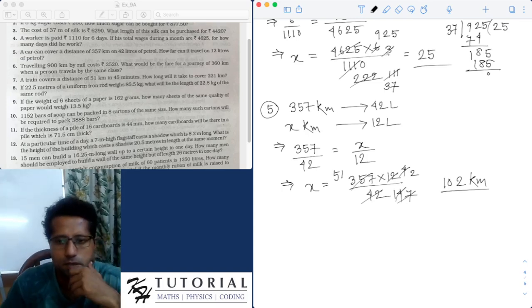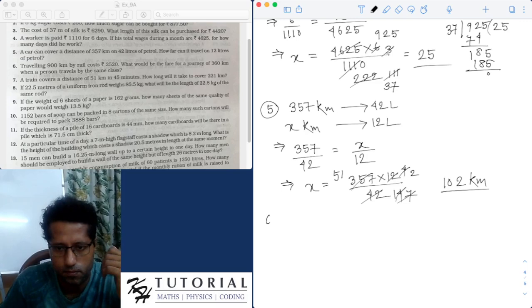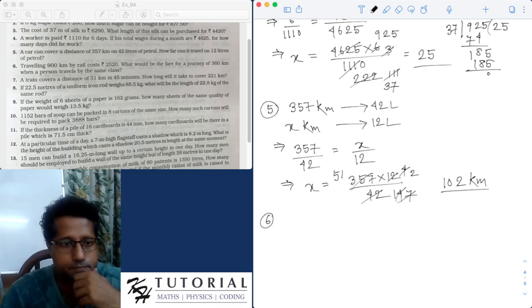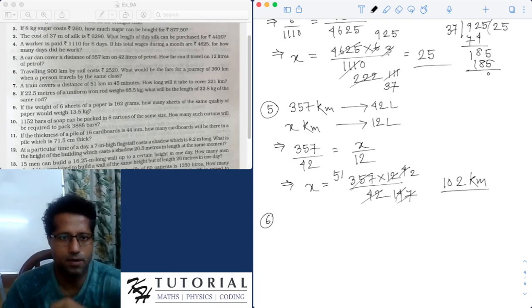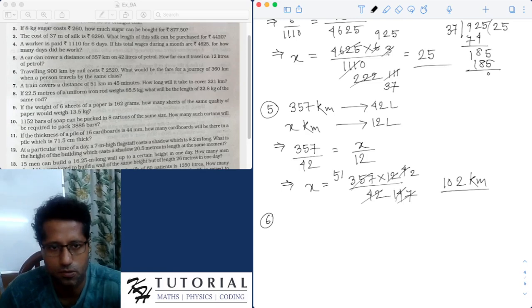Okay. Let's do problem number 6. How many problems are there? 15. Okay. Traveling 900 kilometer by rail costs rupees 2520.